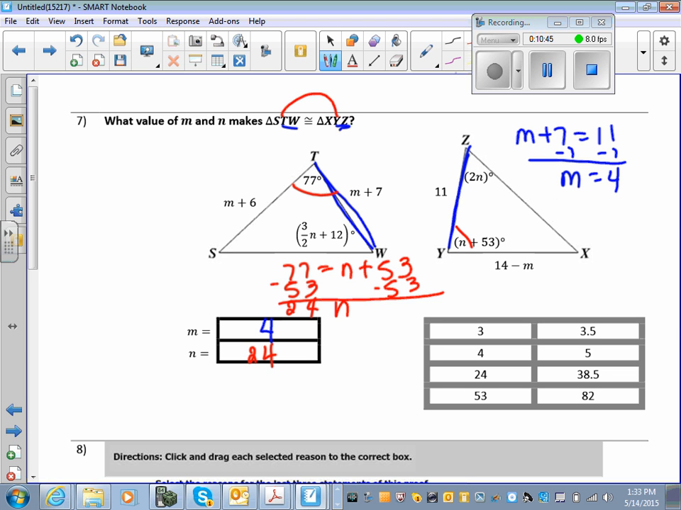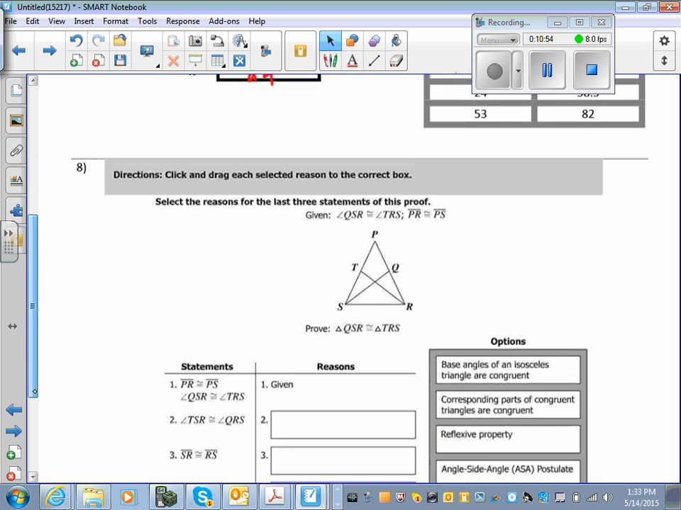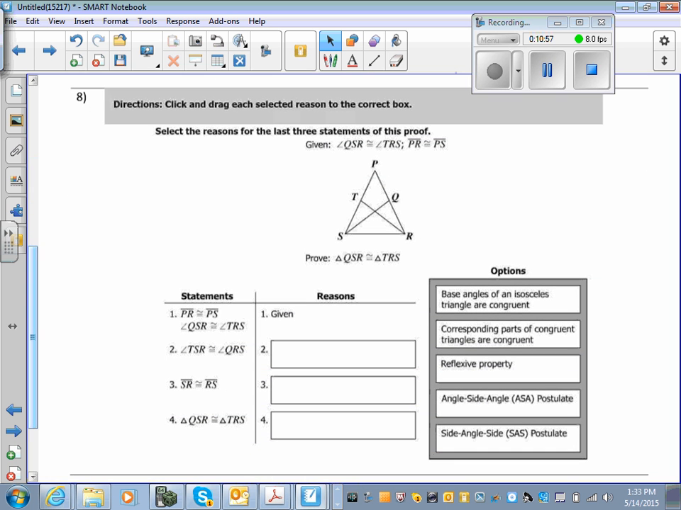You just grab it from here and slide it. All right, number 8. This is another one where you have to click and drag each reason to the correct box. So which would be the easy one? That's after you find this. The easy one is this, right? Reflexive. So that's going to be the reflexive property. So you put reflexive here.